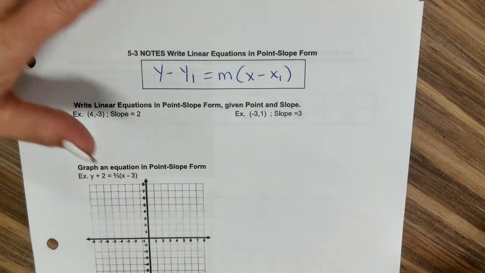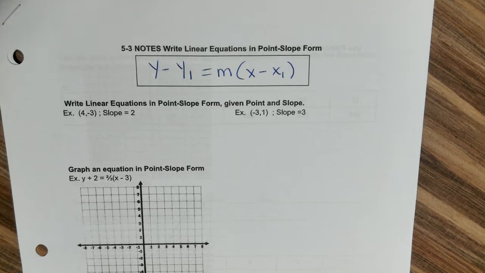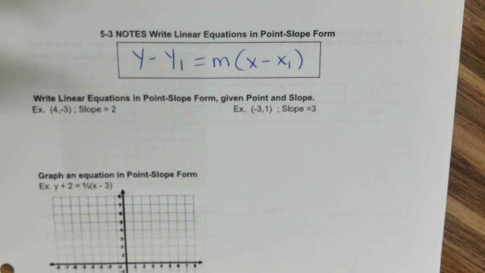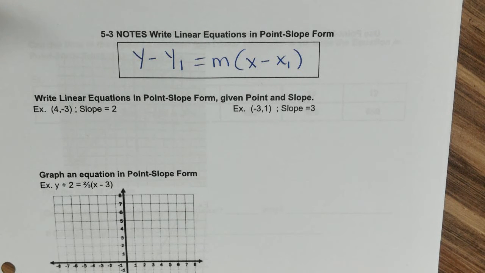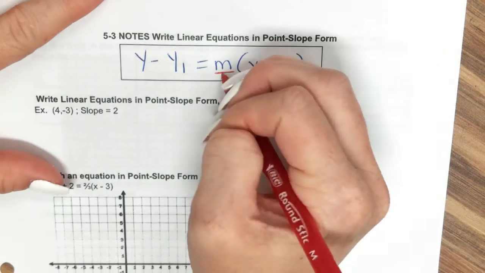All right, let's break this formula apart and talk about what each piece means. Does anybody see something in the formula and you're like, I think I know what that part is? What part do you think you know? The m. So what do y'all think this m is? Slope. That is your slope.